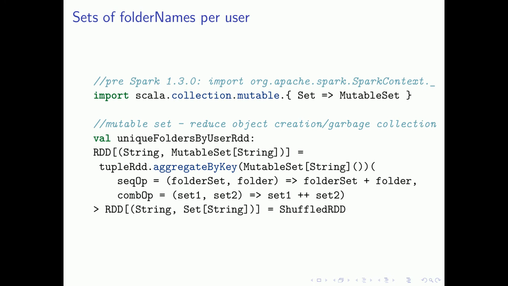And so in each partition, what I want to do is take my folder and add the new folder to it. And since it's a set, those things are going to be unique. And then as my combo op, I want to take all the sets that I created in each partition and just add them together. So now I know how many unique folders each user has.